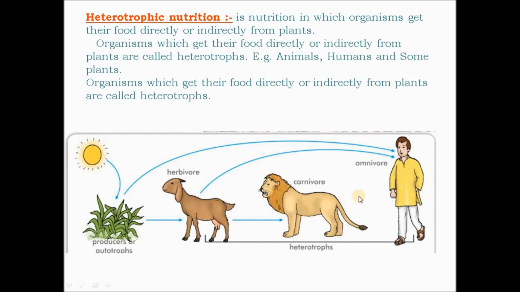And there are some organisms which obtain food both by eating plants as well as other animals, and we term those organisms omnivores. Here is an example of a herbivore, goat, and lion is an example of a carnivore, whereas human being is an example of an omnivore. All of these, whether herbivore, carnivore or omnivore, are heterotrophs.